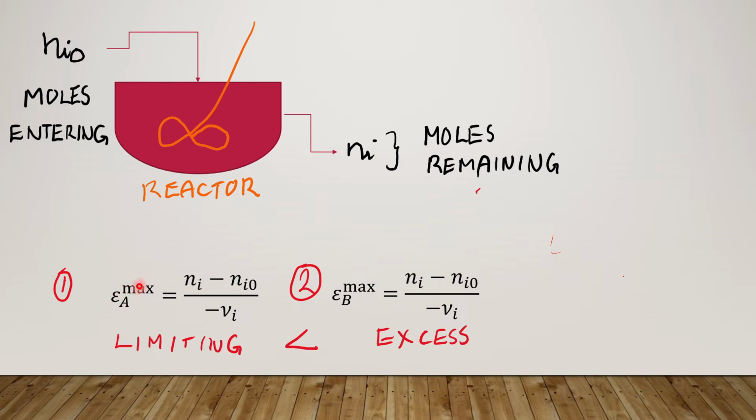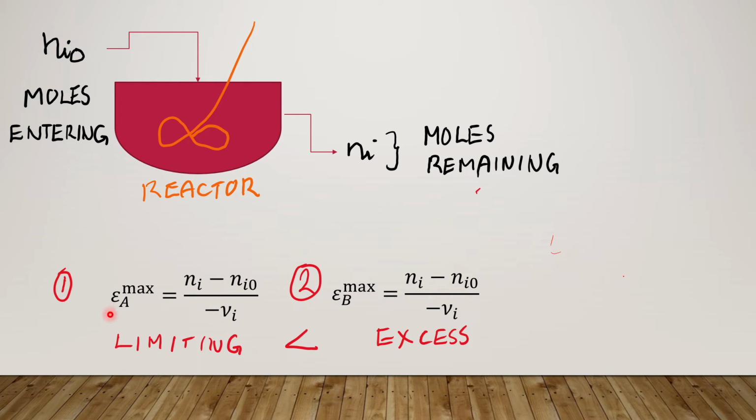This here is called the maximum extent of reaction. It tells you that here we take the assumption that the reaction goes to 100% completion, or the reactants react on a maximum basis. So theoretically, we're assuming that everything reacts and we see what happens. That's how we can determine the limiting reactant.